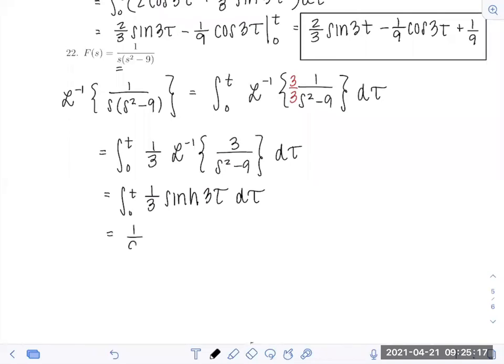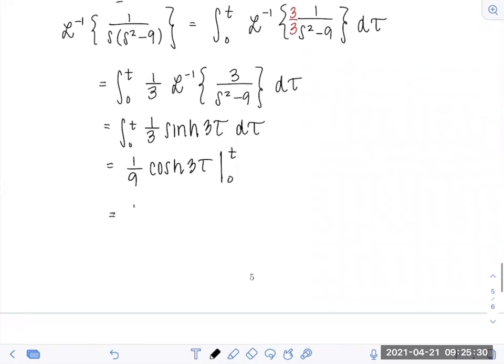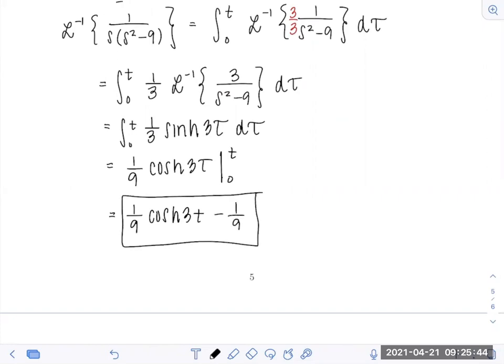So I am going to pop out a 1/3 from a U-substitution, but I just get the integral is cosh 3 tau, evaluated from 0 to t. And so I get 1/9 cosh of 3t. And then cosh of 0, much like cosine of 0, is 1. So this becomes minus a 1/9. All right, and so here is your inverse transform.